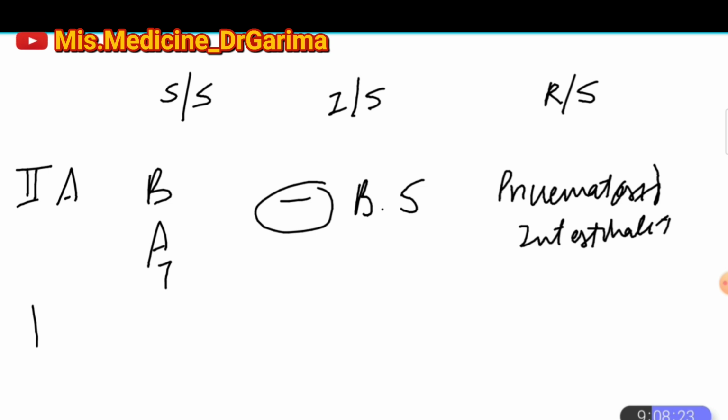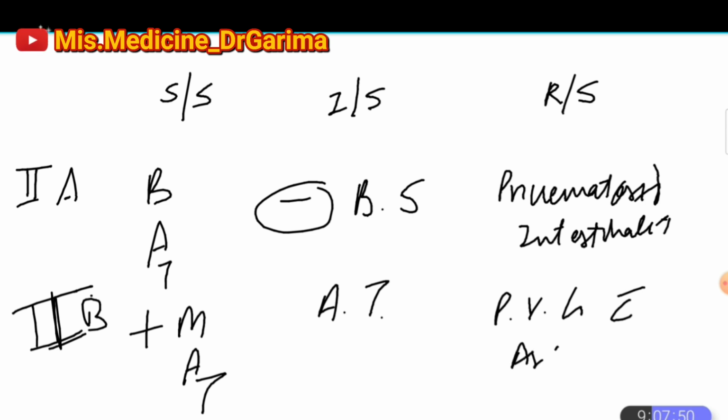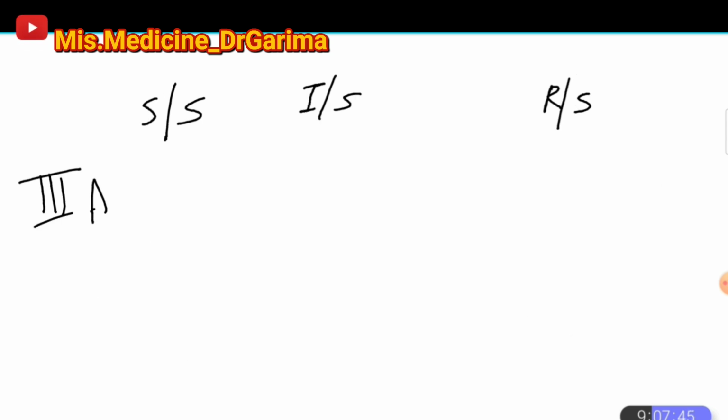And 2B stage. 2B stage has more symptoms, meaning BAT plus MAT. MAT means metabolic acidosis and thrombocytopenia, and they have definite abdominal tenderness. But in the radiological signs, they have portal vein gas with or without ascites.